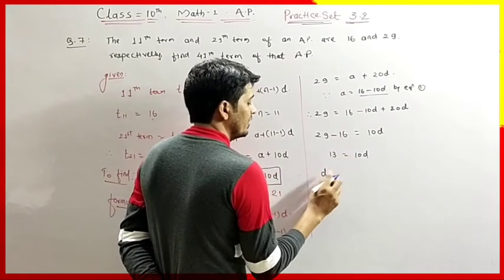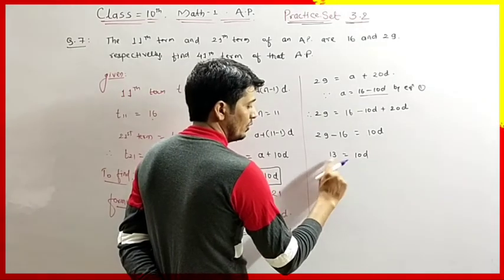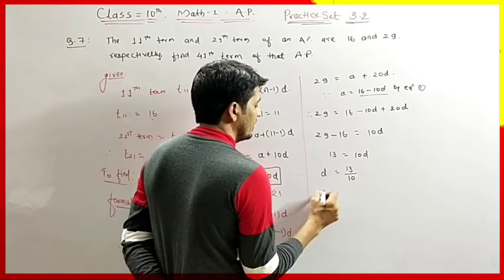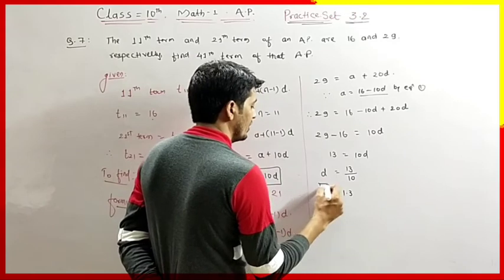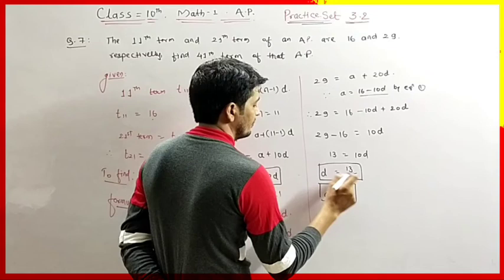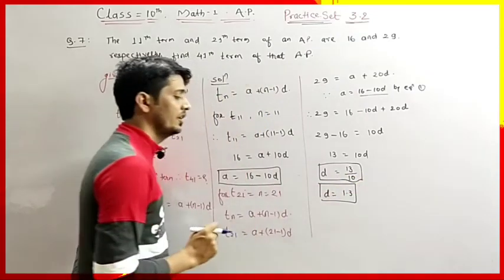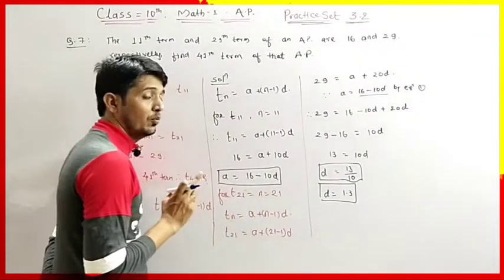Now we have to calculate the value of d. So d equals, we transfer this 10 to the other side, so it comes in division form. 13 divided by 10. So d equals 1.3, or we can also write 13 by 10. Now we have the common difference, it is 1.3.